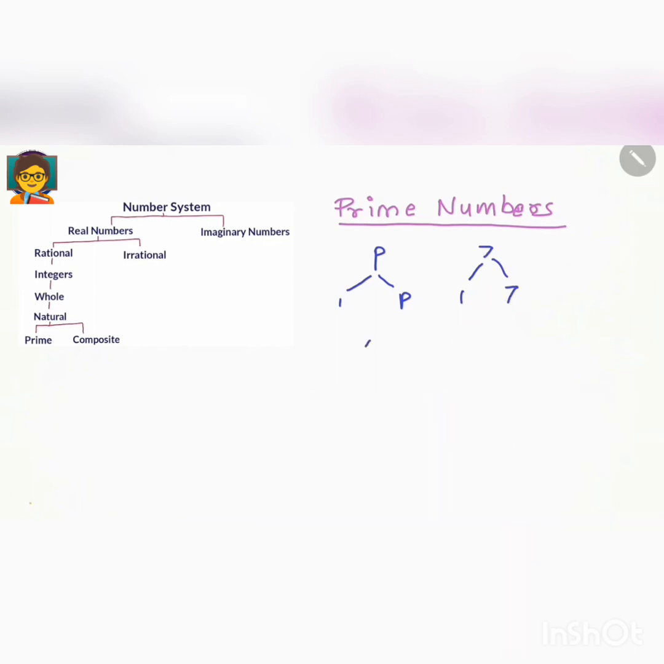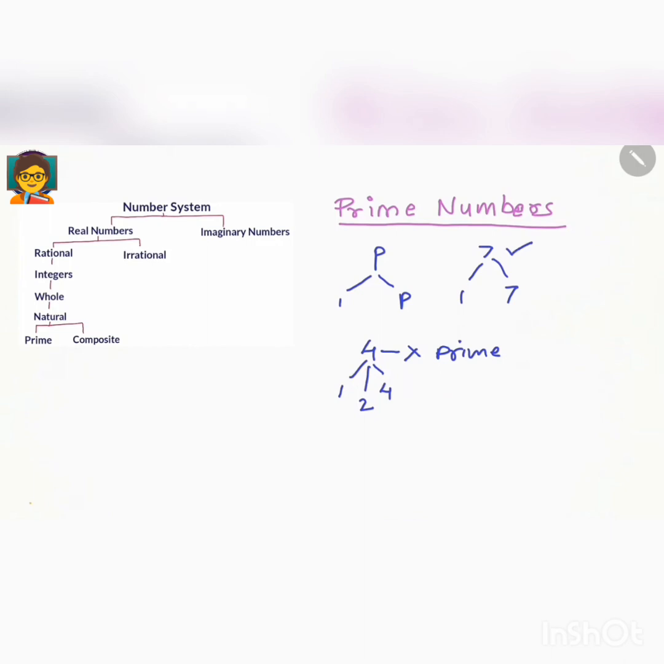However, number 4 cannot be prime because it has one factor as 1 and 4, and apart from 1 and 4 it has one more factor, that is 2. It can be divided by 2. Hence 4 is not prime, whereas number 7 is a prime number.